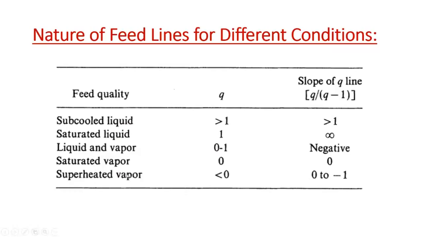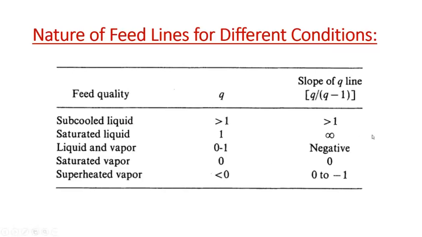And if it is superheated vapor, then we need to subtract some heat to convert it to saturated vapor. So the q value is less than 0, and in that case the slope will be within 0 to minus 1. So it will be a straight line lying in the third quadrant. Whereas if the feed is a mixture of liquid and vapor, in that case the q value will be from 0 to 1, and the slope is negative. So this line will be lying in the second quadrant.